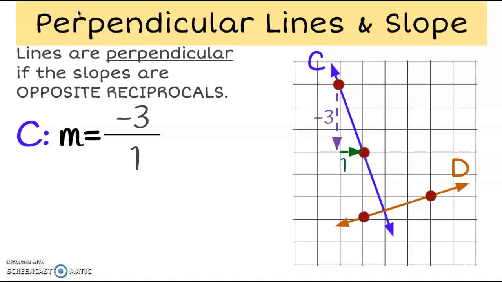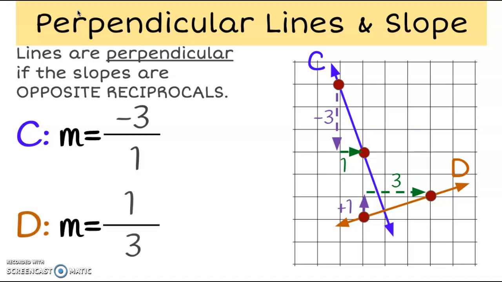Let's do the same for line D. Starting on the left, we rise +1 and run +3. The slope of line D is +1/3. Notice these two answers.